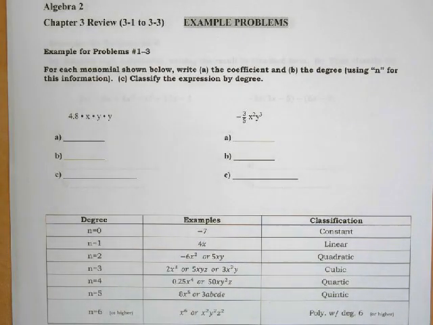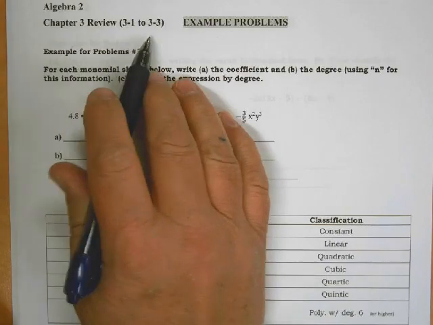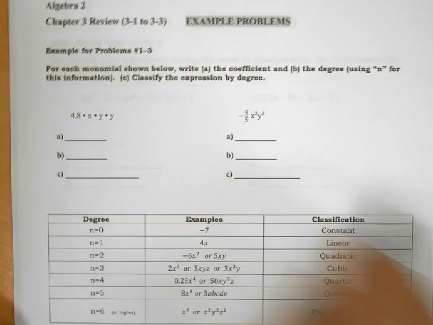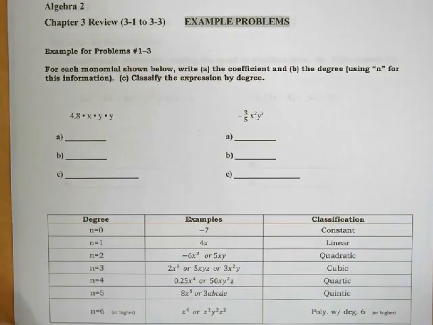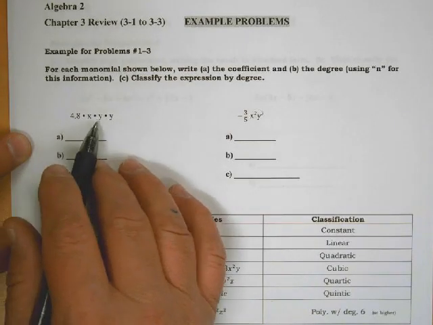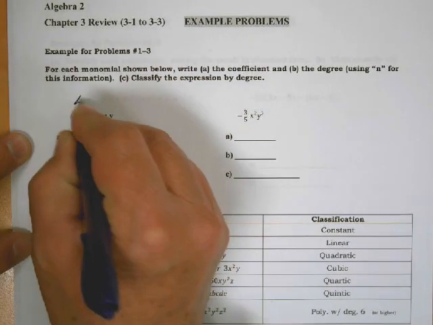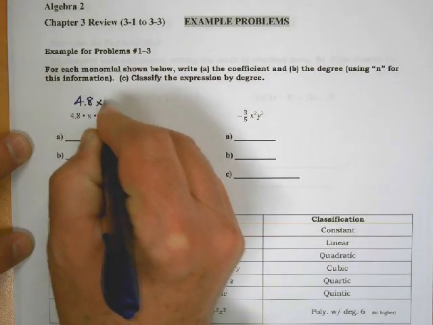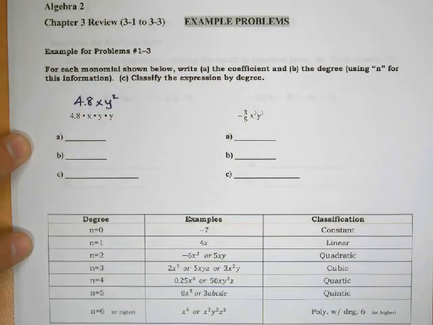I'm going to be doing some examples for your review for Chapter 3, Sections 3.1 through 3.3, and this is the first three problems. I've got two examples here that illustrate how to do these problems. Okay, the first one is written all the way out. It says 4.8 times x times y times y. It could be written like this with an exponent on that back half.